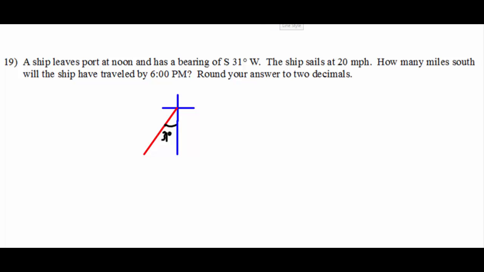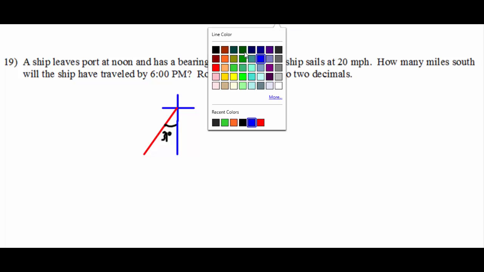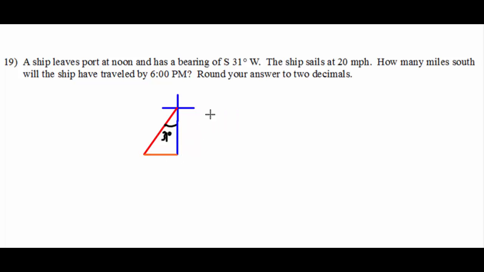What we want to do is figure out how far it's gone south and how far it's gone west. Because when the ship started, it was up here. Now the ship's down here. So how far did we go south, which will be this side? How far did we go west, which will be this side? They didn't actually tell us the length of the hypotenuse because they told us the speed of the ship. 20 miles per hour from noon to 6 p.m. That's 6 hours. So we're going to do 20 times 6 and get 120 miles for our hypotenuse.